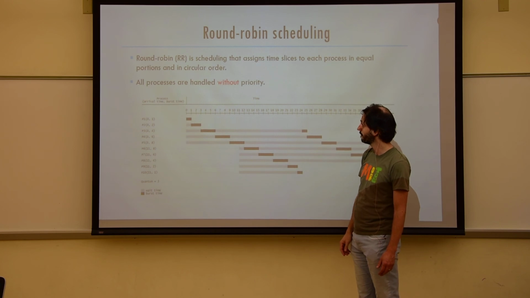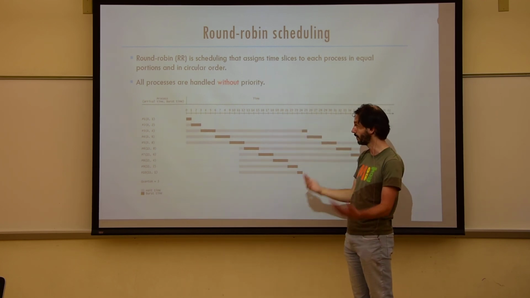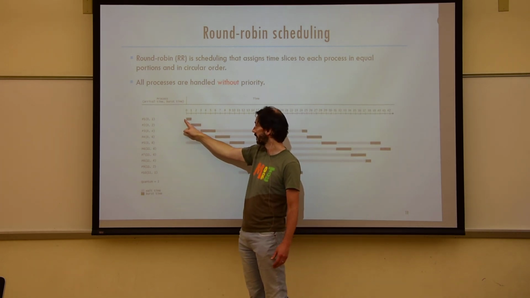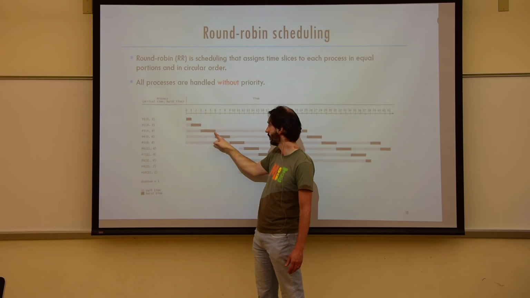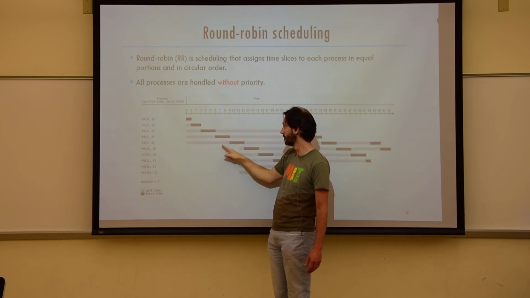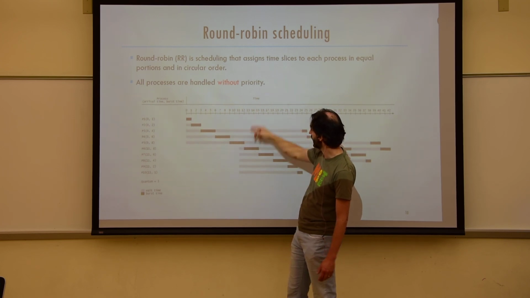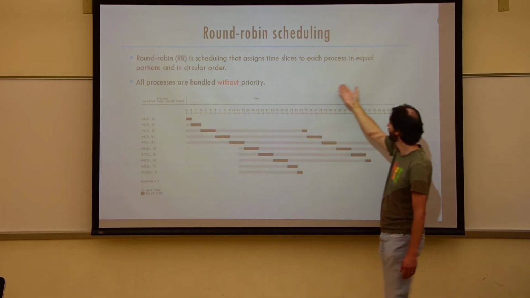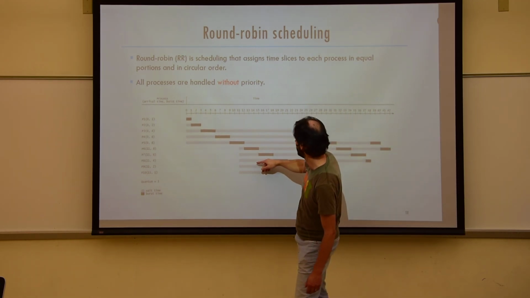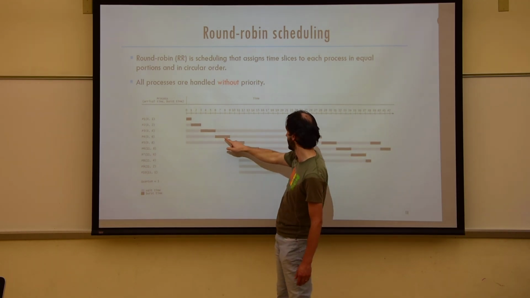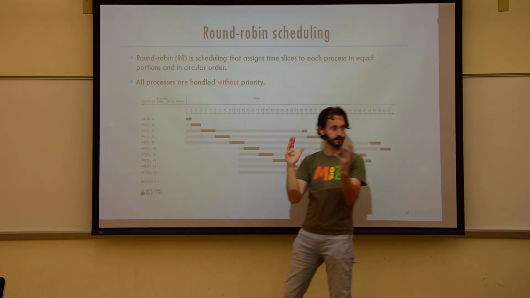Well, say all processes are handled without priority, you do it in circular order. So this guy takes one step, then this guy 2, then this guy 4, then this guy 6 steps, then this guy is going to, and say that your time slices are limited to, say, 3. Sorry, I skipped something. Just a moment. The time slices are 3.